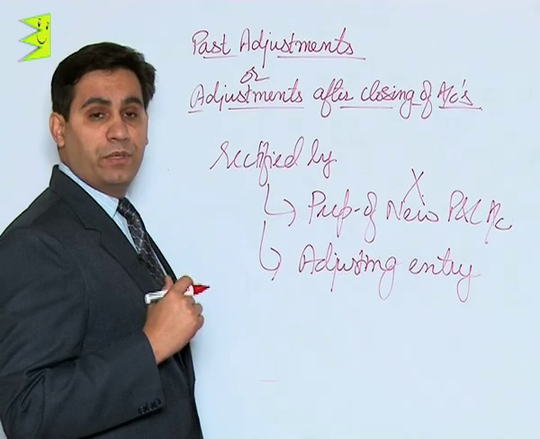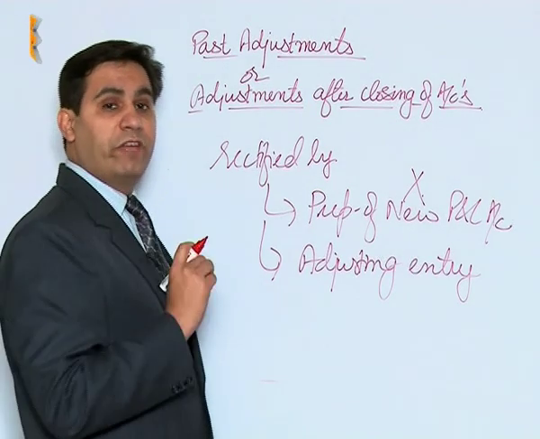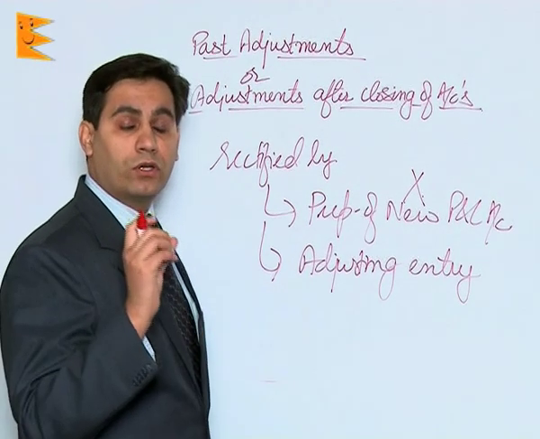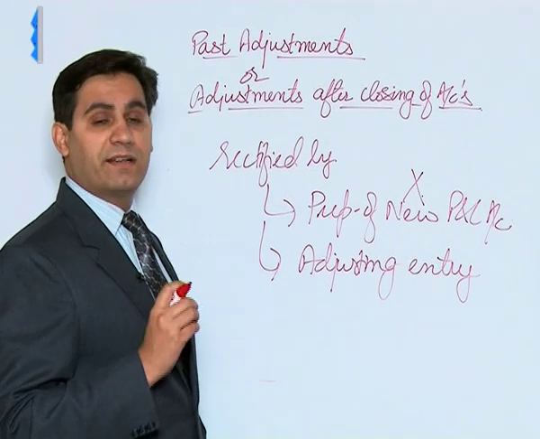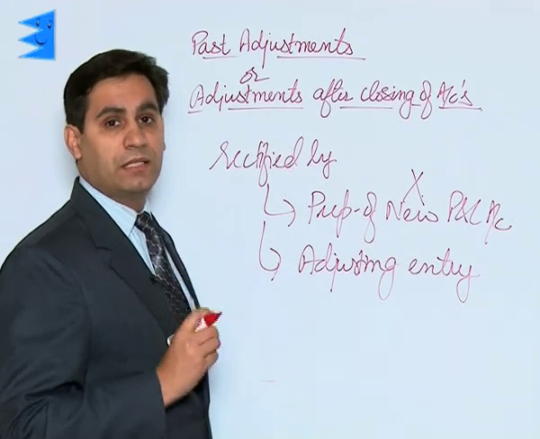Let us take an example to consider the effect where a particular accountant has forgotten to provide interest on capital, and let's see how that adjustment would be done among the partners.